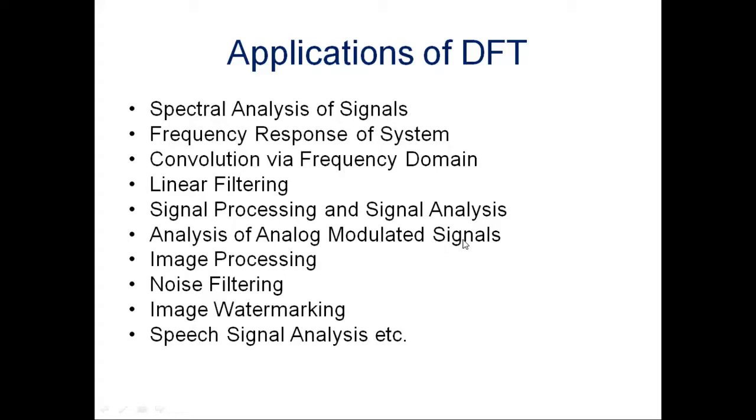We can analyze amplitude modulated signals. The time domain signal cannot be analyzed for AM and FM. Therefore, we draw the frequency spectrum of the AM or FM, and then we can find how many frequencies are there and what the bandwidth of the modulated signals is. All those analyses you can carry out in the Fourier transform domain.